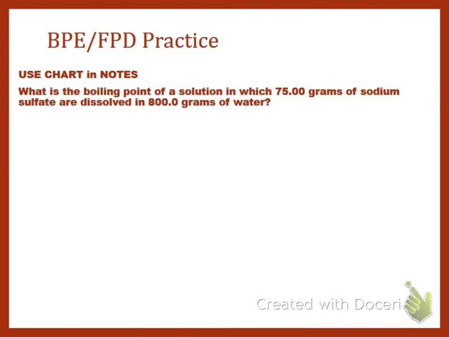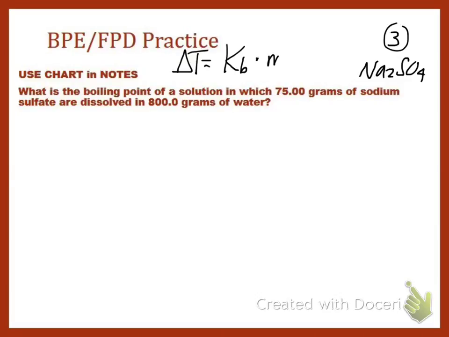So we have 75 grams of sodium sulfate added to 800 grams of water, and it wants to know what is the boiling point of this solution. So sodium sulfate looks like this. How many particles would it have? 3. So it's going to have 3 particles because we're going to be using delta T equals Kb times molality times i. So we have the Kb because it's a constant. Now we have the i. So we have to figure out the molality of the solution.